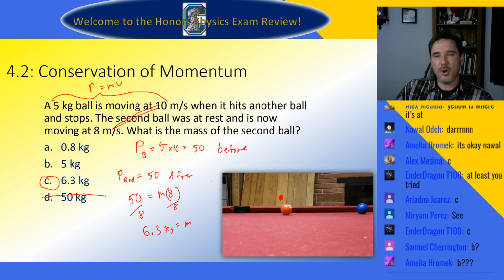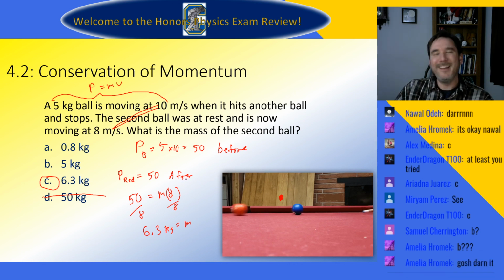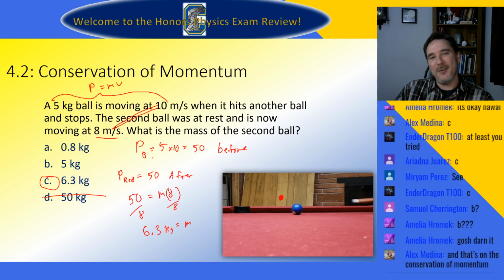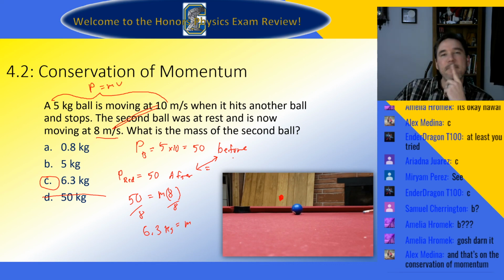So the red ball took all the momentum. Since we know the velocity and we know the red ball took all the momentum, we just multiply mass times velocity, and that's how we could get that. That's what I did there. And that's all conservation of momentum. The whole idea of conservation of momentum is that these are equal to each other, before and after. And all these things relate to that.